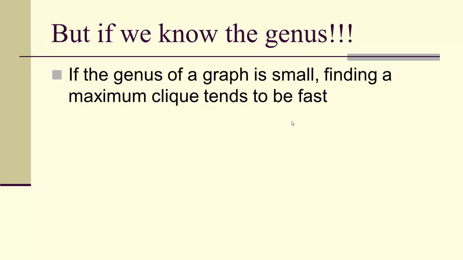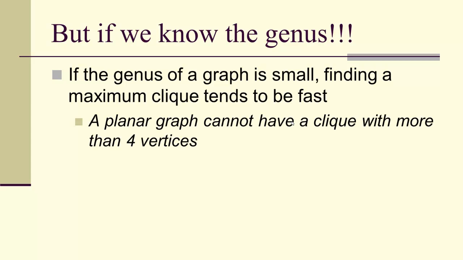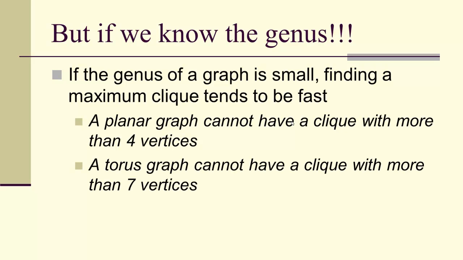If the genus is small, finding a maximum clique tends to be fast. For example, a planar graph cannot have a clique with more than 4 vertices, and a torus graph cannot have a clique with more than 7 vertices. So that means instead of checking all subsets of vertices, you're only checking a very small collection of subsets.